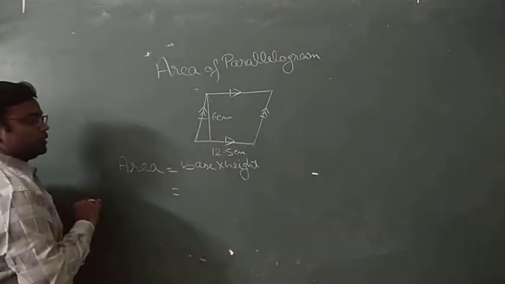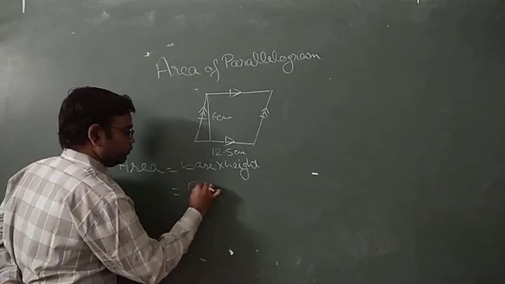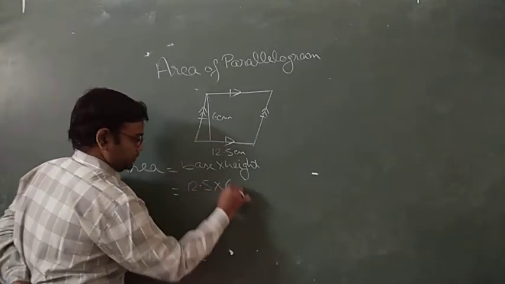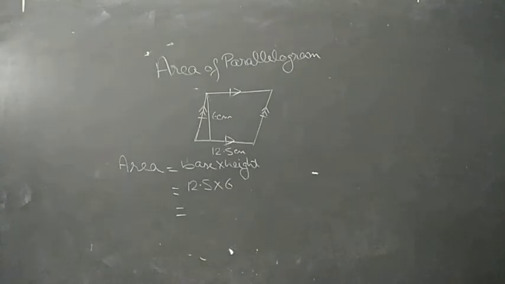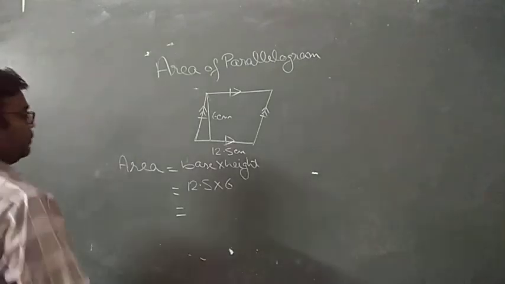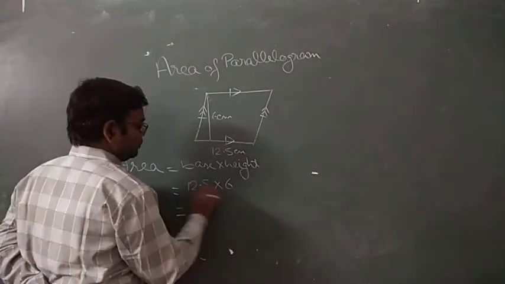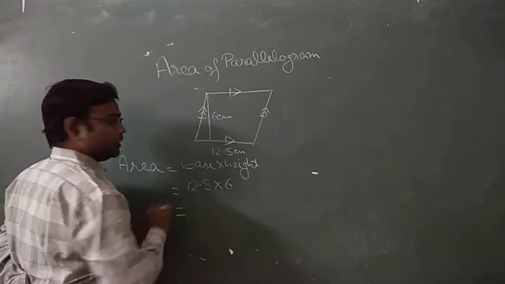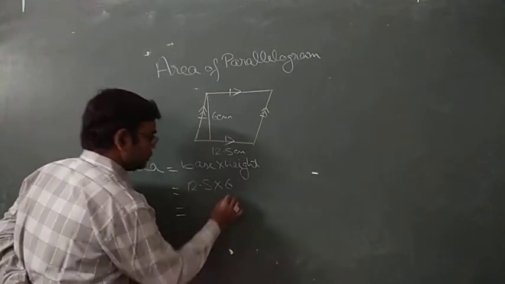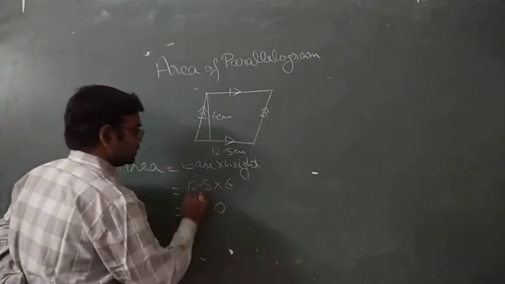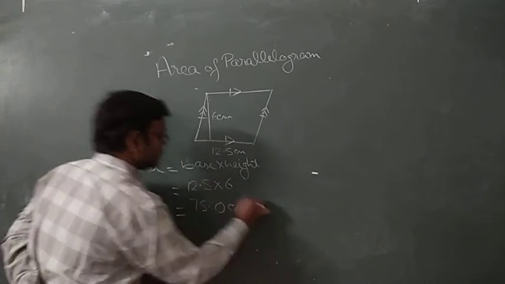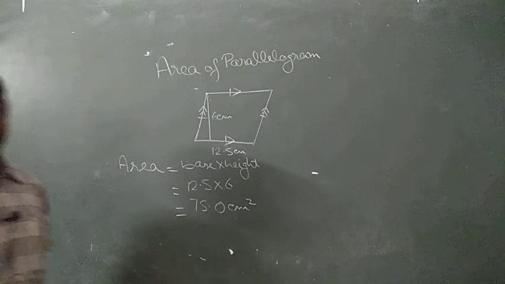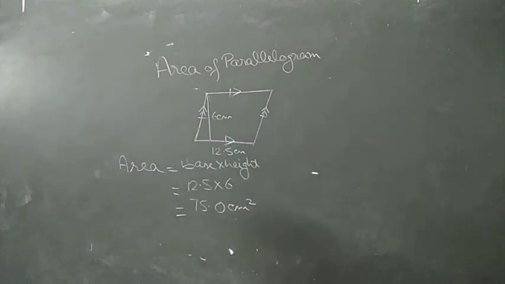And this one is your 12.5 into 6. Okay, so what is the formula? 12 sixes are 72 and 6 fives are 3. How do we find this one? 0 6 3, 12 sixes are 72, 75 centimeters square. This is the answer. So I hope you are able to understand this one.